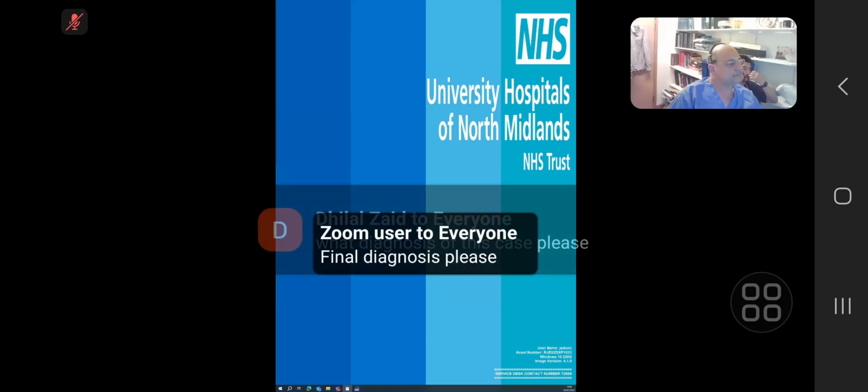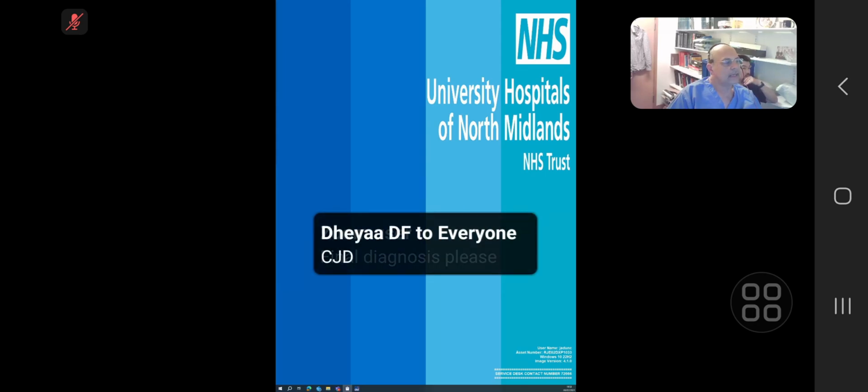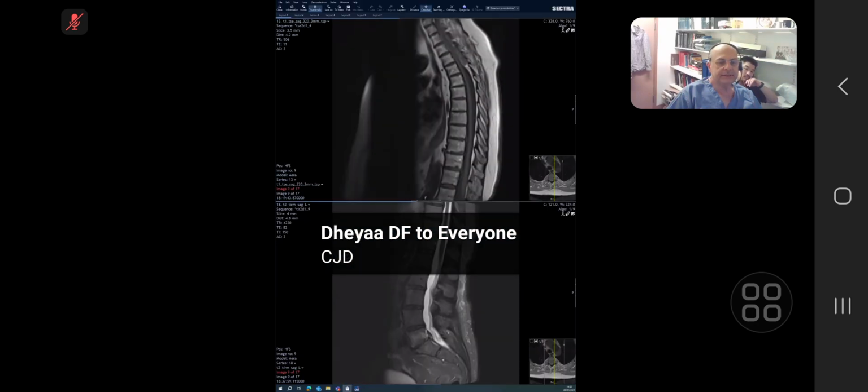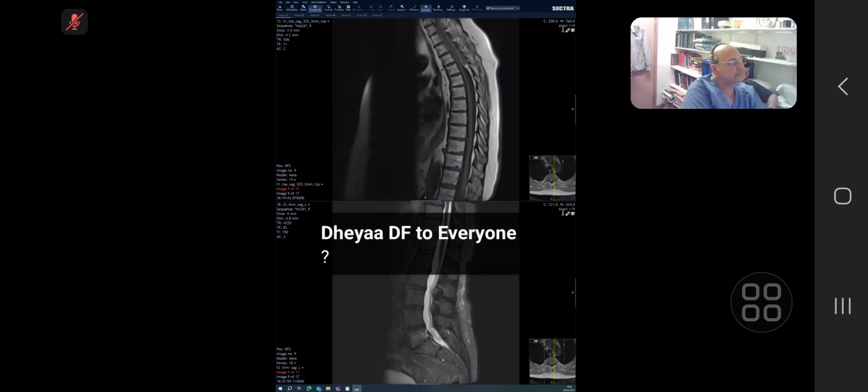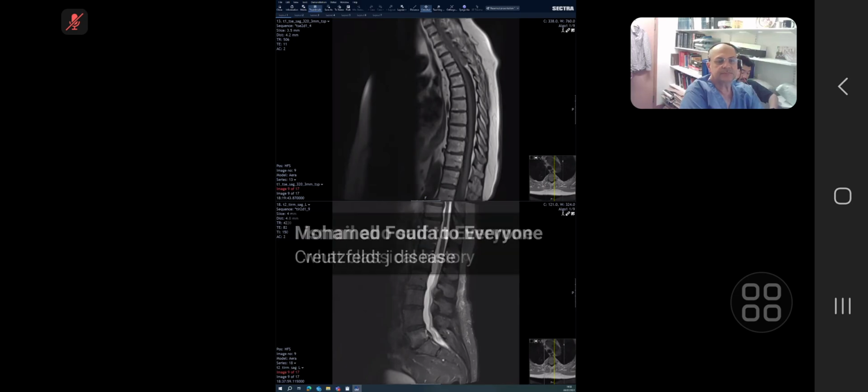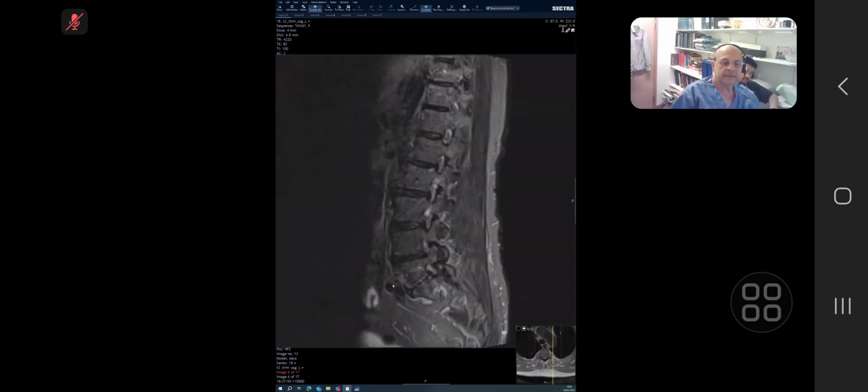Okay, so this is a patient who was referred for back pain, profoundly myelopathic, and they wanted an urgent spine MRI. It came from the spinal surgical team, and there is a whole spine MR. So I'll show you the lumbar first.